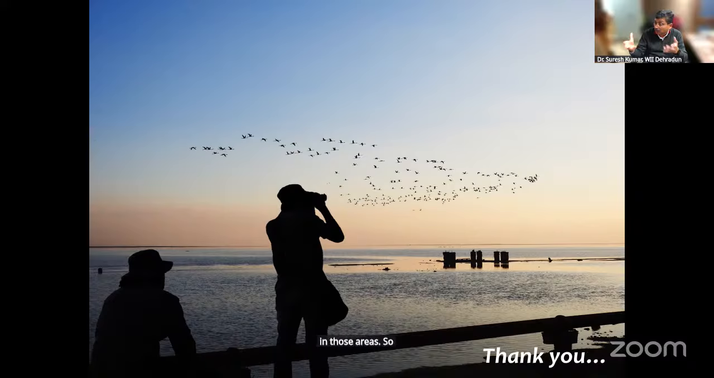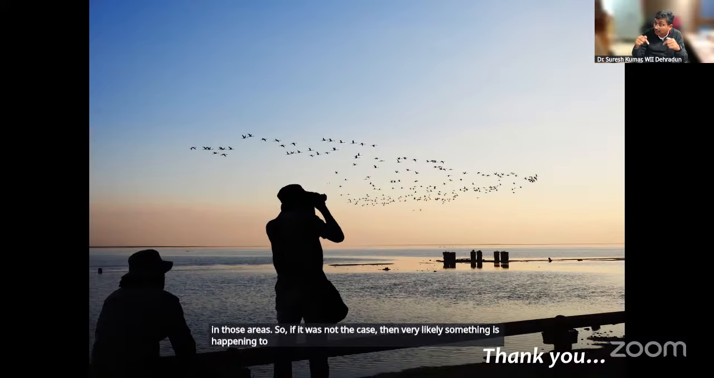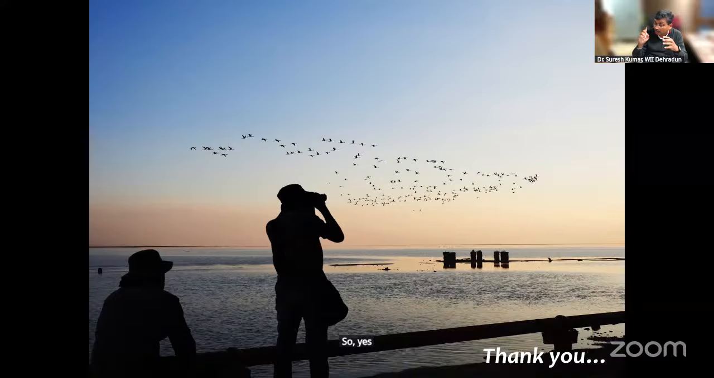If that was not the case, then very likely something is happening to that wetland habitat. So not sighting a particular bird is important, but it is also indicating that something is happening in the landscape, in the habitat. I think you need to ponder over this and think about it more.